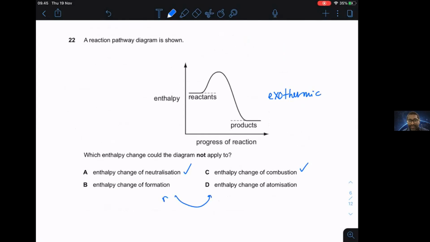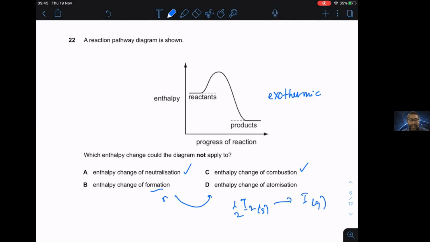So for this one you need to understand formation is not always going to be negative. We cannot just look at formation and say, okay, formation is bond forming, and bond forming is going to be release of energy only. No, not really. But enthalpy change of atomization, for example, I2, I want to change it into I. If I want to change into I, what do I need to do? I need to break the bond.